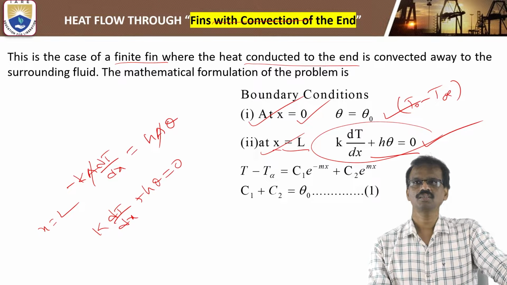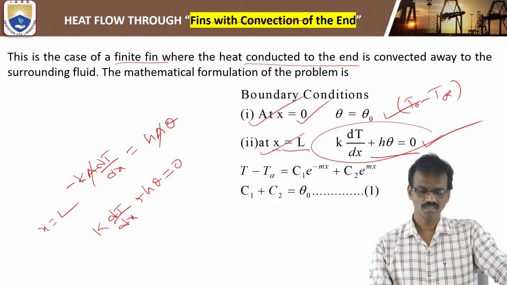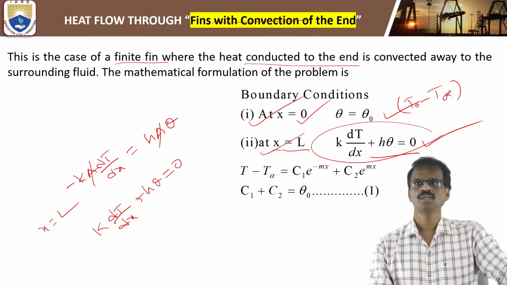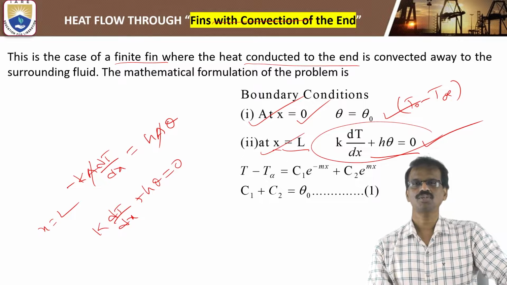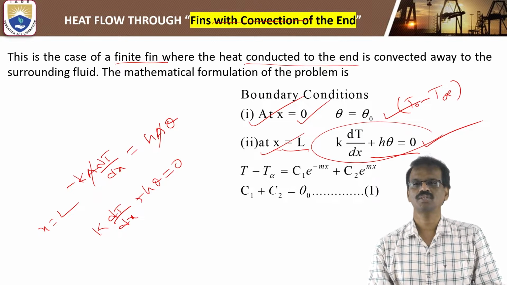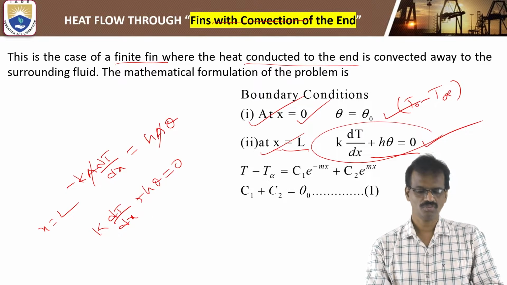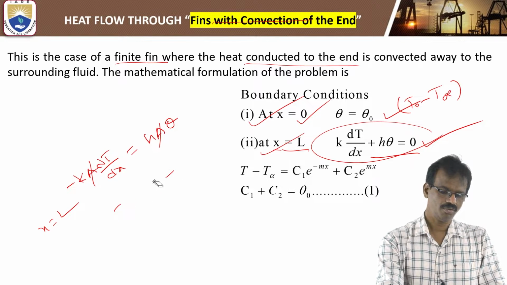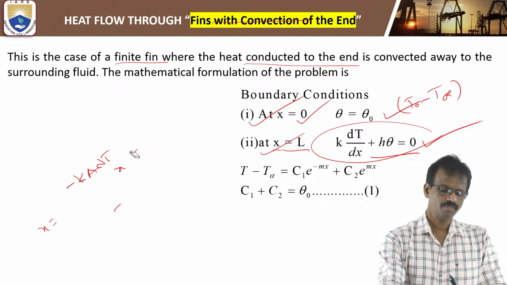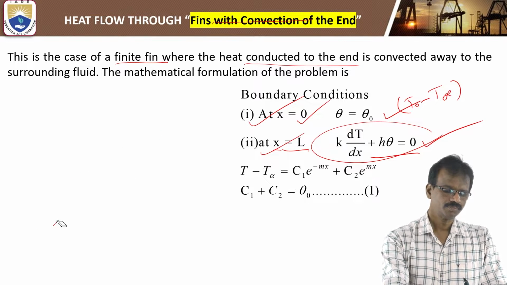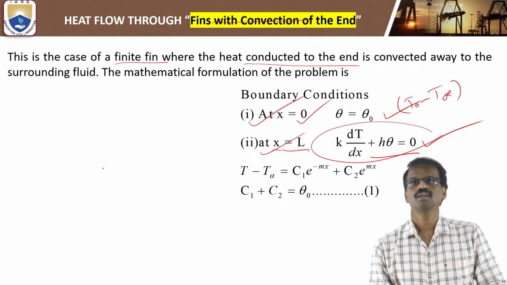Then you have to apply the boundary conditions to the general equation. Then you will get the constant values C1 and C2, and substitute C1 and C2 in the general equation. Then you will get the temperature equation. By integrating the temperature equation, you will get the rate of heat transfer in the particular fin. This is the same process you applied in the previous two fins also. Now we'll derive the rate of heat transfer in the fin with convection at the end.